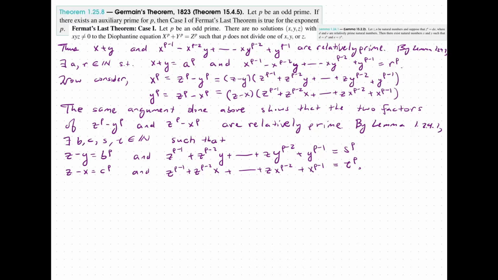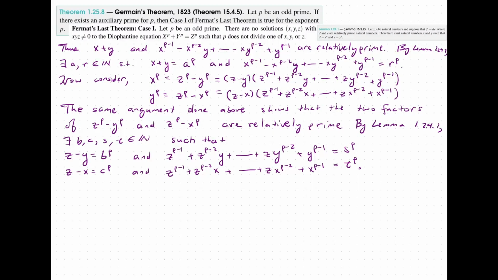And so we got these here. So we have s to the p is equal to this factor, and t to the p is equal to this factor. But we still have not used the fact that we are given that q is an auxiliary prime for p. And so let's go ahead and use that assumption now.